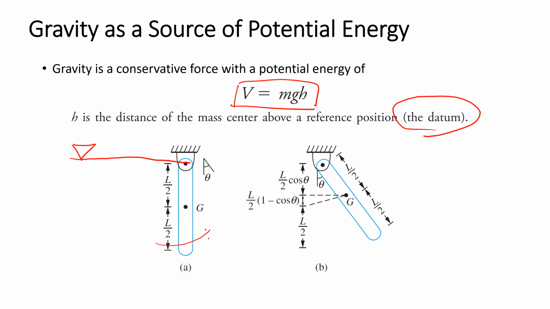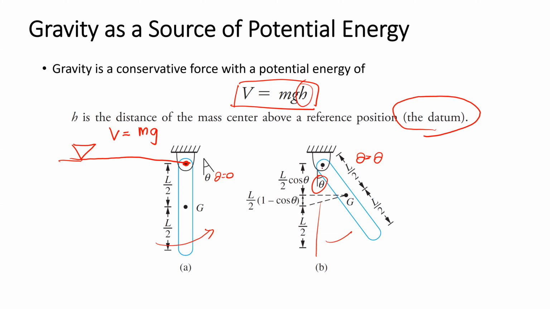the pendulum can rotate with the theta. Here when the theta equal to 0, and here when the theta have the value. But if you set the datum at the pinpoint here, the potential energy will equal to mg, and the h when we measure from the datum point.